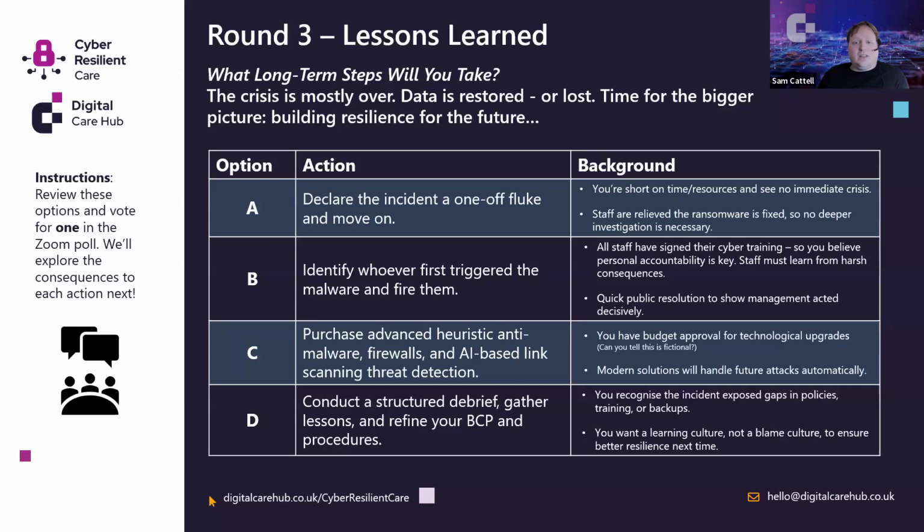I do like C myself personally, but as you can see there, if you have budget approval for technological upgrades, you can tell that this is fictional. And modern solutions may handle future attacks automatically. I think hopefully you've noticed by the last two choices, it's about a little bit of a mix. Except for the ostrich one. Try not to pick the ostrich one if you can.